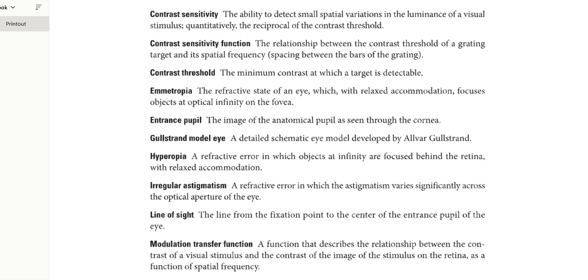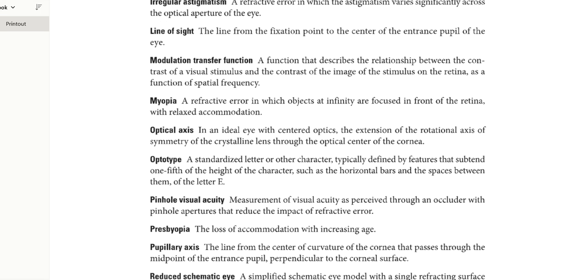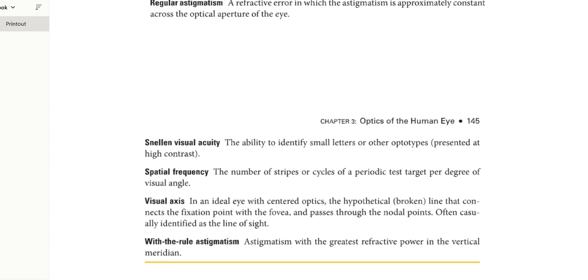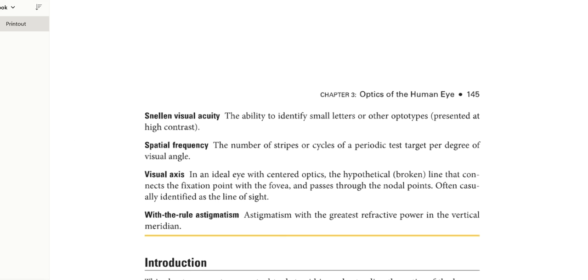Optical axis important. Optotype important, and the visual axis. All the axes are very important. Optic axis, visual axis, all these types are very important. Okay.